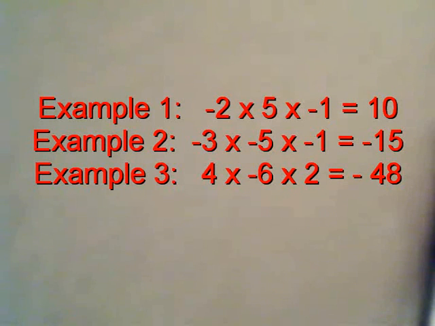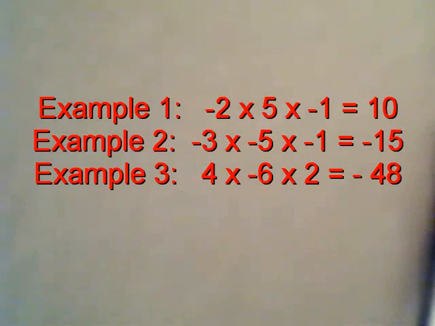Look at example 1. You have negative 2 times 5 times negative 1. Since 2 of the numbers are negative, you know your answer must be positive. That's why you got positive 10 for your answer.